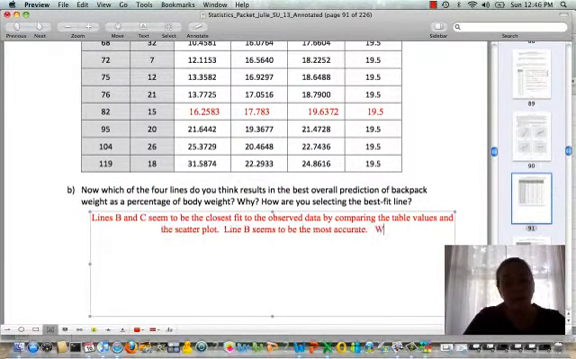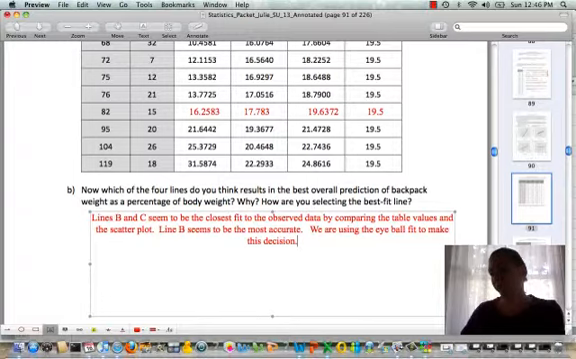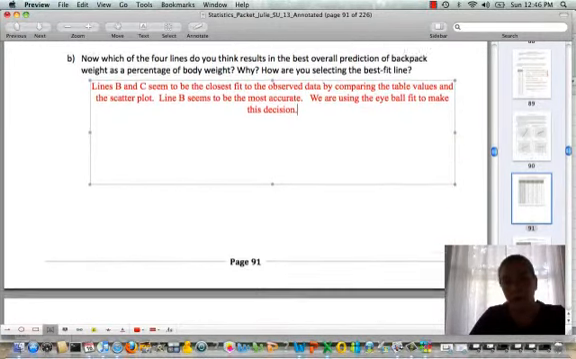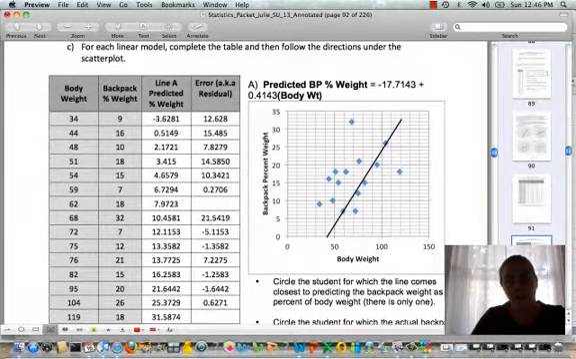And again, we are using what we call the eyeball fit to make this decision. So we're going to look in this example at a better way to make a more accurate decision besides just using the eyeball fit for our best estimation. So let's go ahead to page 92 and look at the table and scatter plot here.